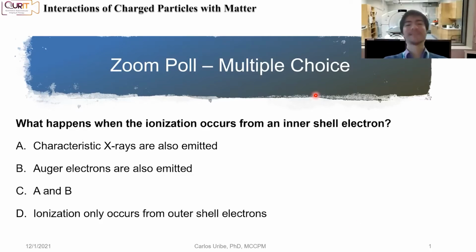Okay, so what happens? We have an ionization event. That ionization occurs from an inner shell electron. Then what's going to happen after we have an ionization event? We're going to have characteristic X-rays. Are we going to have Auger electrons? Are we going to have both? Or ionizations will only really occur from outer shell electrons.